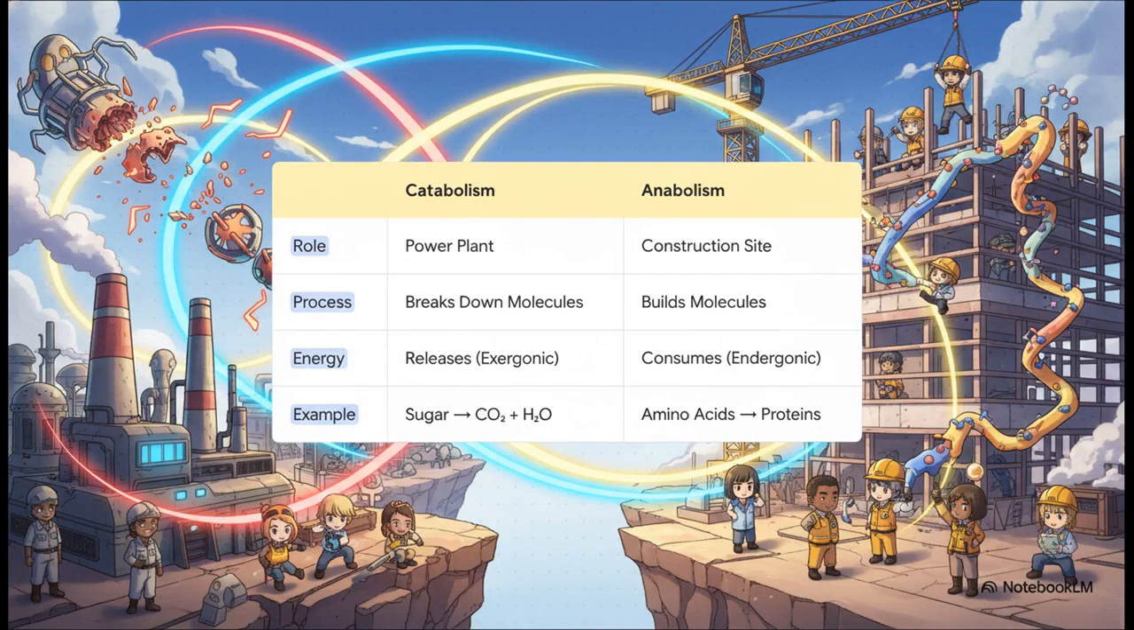Now, this economy has two main divisions. On one side, you've got catabolism. These are the city's power plants. They take in complex fuels, like sugars, and they break them down, releasing a whole bunch of energy. Then on the other side, you have anabolism. These are the construction sites. They use all that energy to build everything the cell needs, like taking simple amino acids and assembling them into massive, complex proteins. So one side makes the energy, and the other side spends it.